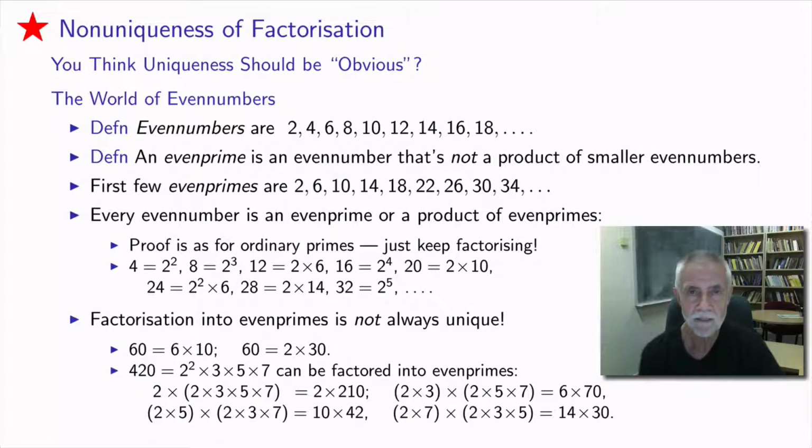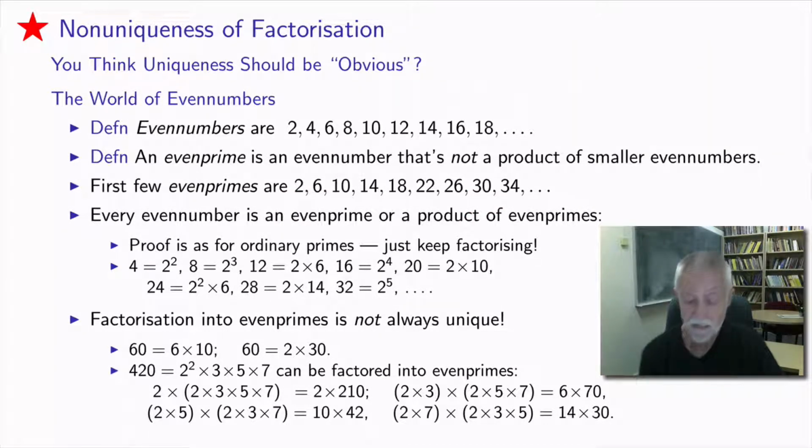A simple example is to take the integer 60, which is an even number, and you can write 60 as 6 times 10, and 6 and 10, as we've seen, are both even primes, or you can write it as 2 times 30, and 2 and 30 are even primes.